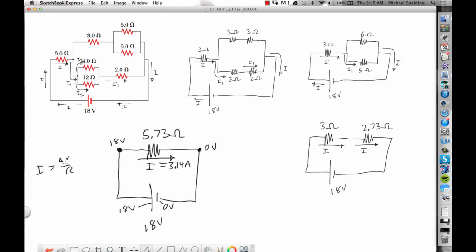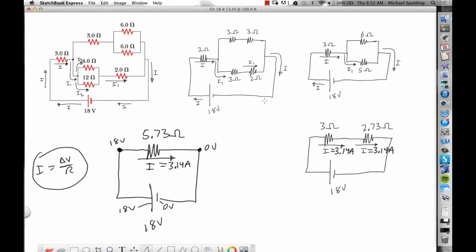Right? So guys, I'm going to be using this equation a bunch. I is equal to delta V over R. That's just Ohm's law rearranged. Okay? So that's how I got the 3.14. 18 over 5.73. Okay, so the current over here must be 3.14 amps. The current right here, 3.14 amps. Current in series is the same.